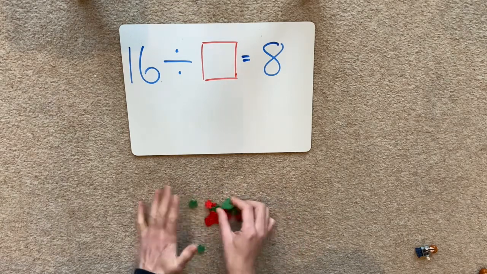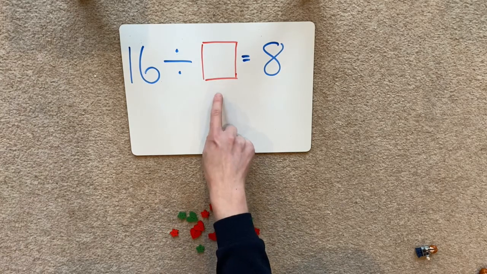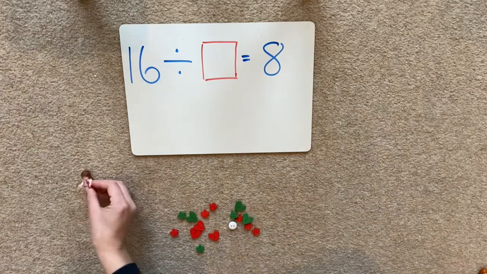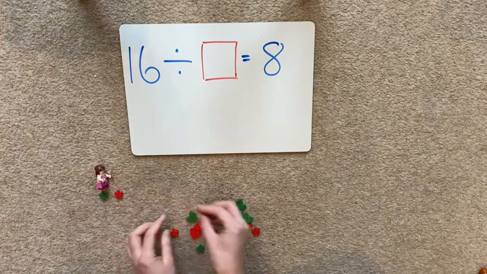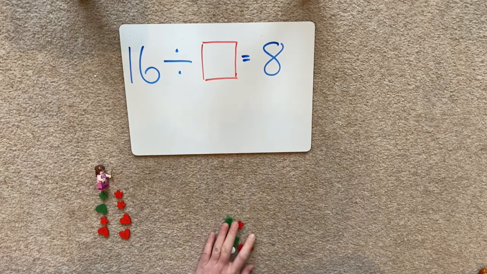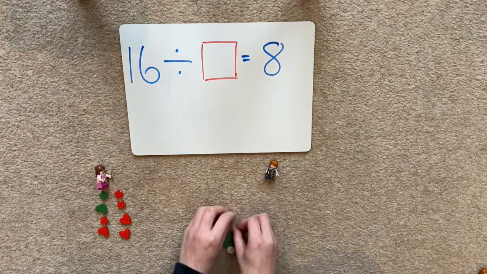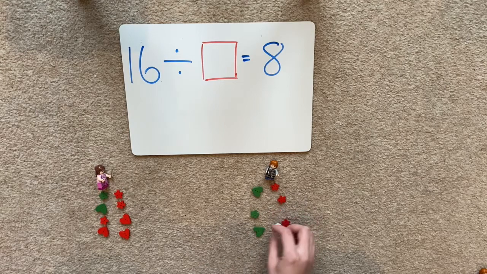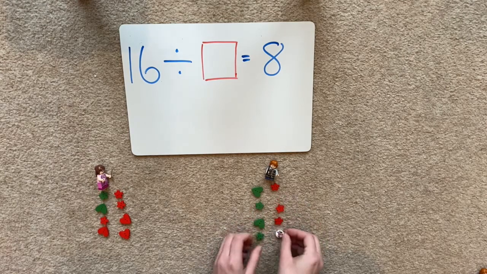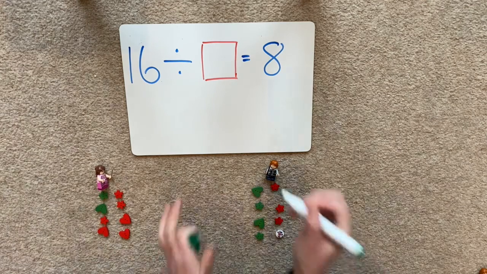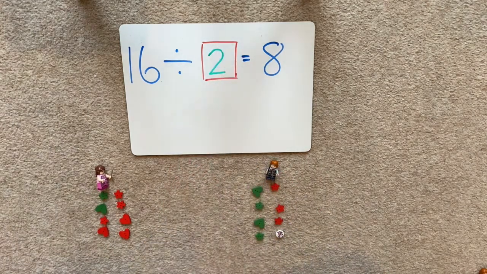So I've got my 16. Don't know how many people, but I do know each person has 8. Get some Lego people again. One person, I'm going to give this person 8. I think it might just be 2. One more person, and this person has 8. Miscounting now. There we go. So each person has 8. So that means there's only 2 groups. 2 people have shared those 16 objects.